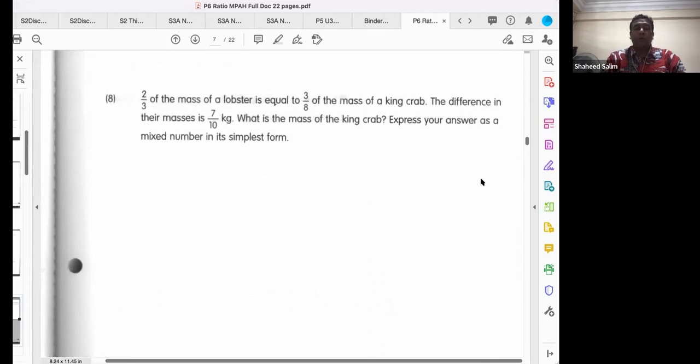Here we go sentence by sentence. For those of you who can do it straight, you do it straight. 2/3 of the mass of a lobster, the weight of a lobster, 2/3 of it is equal to 3/8 the mass of a king crab. The difference in their masses is... if you need to draw a model, please draw a model.